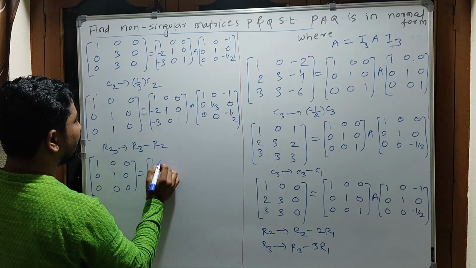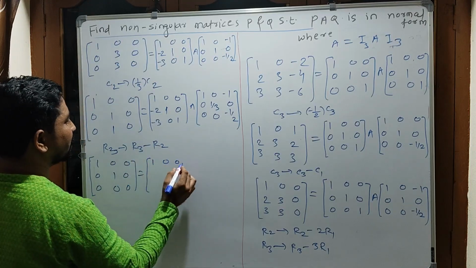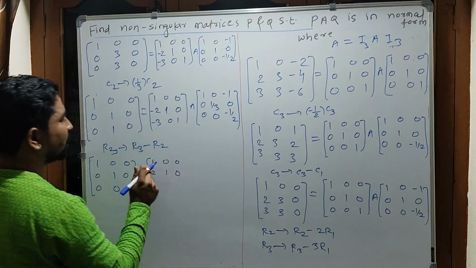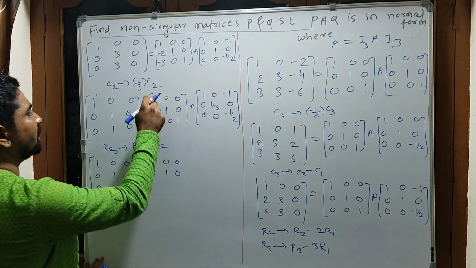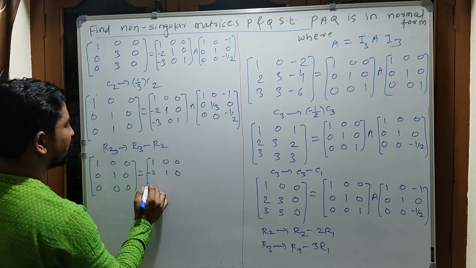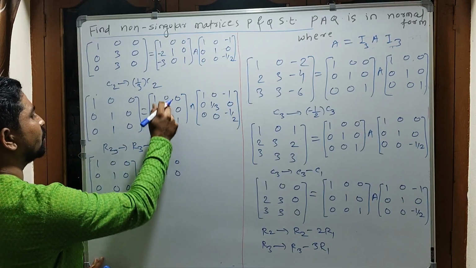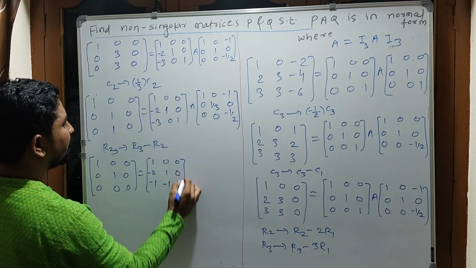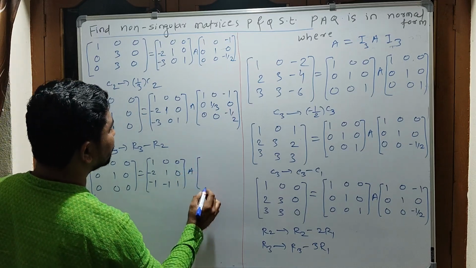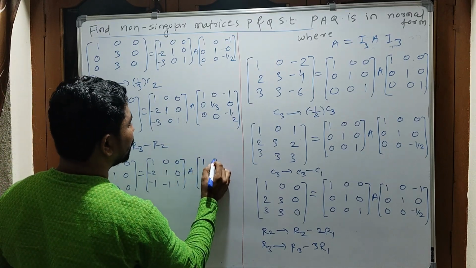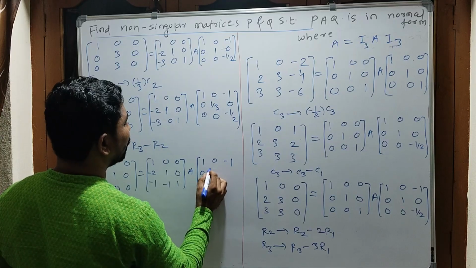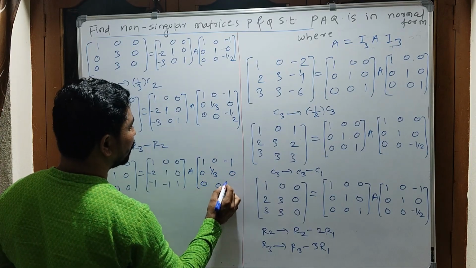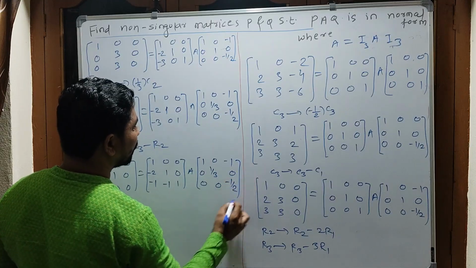Here 1 0 0, first row as it is, and second row is also as it is, minus 2 1 0, third row R3 minus R2: minus 3 plus 2, that is minus 1, 0 minus 1 is minus 1, 1 minus 0 is 1. This is A, and this is 1 0 minus 1, 0 1 by 3 0, 0 0 minus 1 by 2.